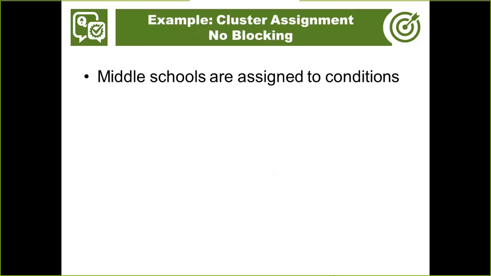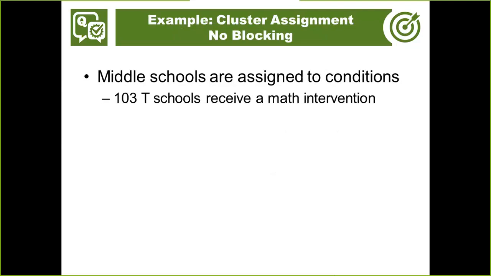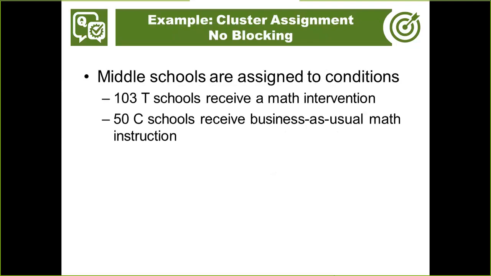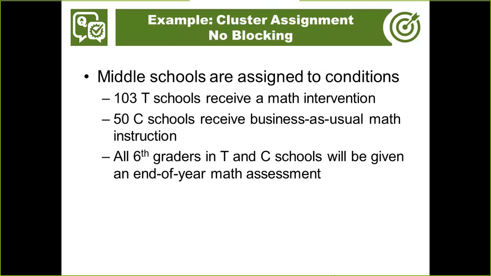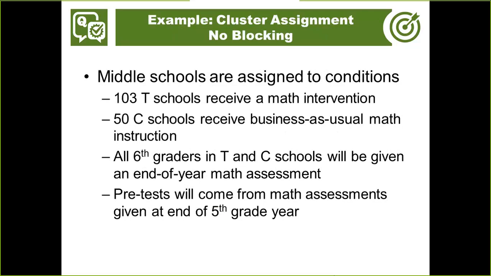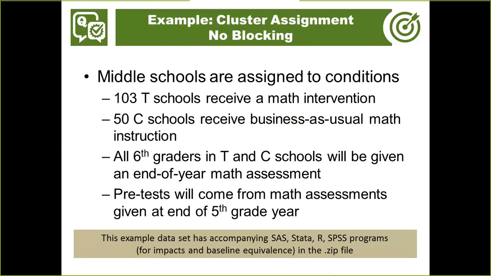For an example, consider a design where middle schools are assigned to conditions. 103 treatment schools receive a math intervention. 50 comparison schools receive business-as-usual math instruction. All sixth graders in the treatment and control schools will be given an end-of-year assessment. Pretests will come from math assessments given at the end of their fifth grade year, the prior year. This example data set has accompanying SAS, Stata, R, and SPSS programs for impacts and baseline equivalence in the zip file.